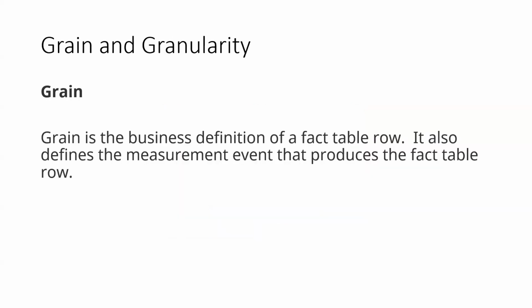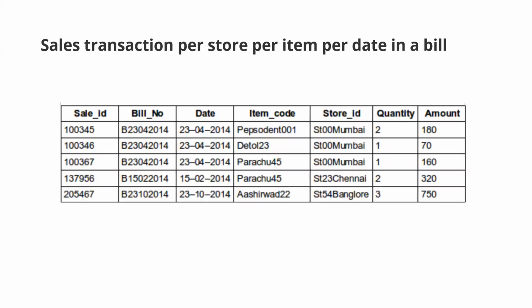Okay, so here are some aspects on top of the fact table. This is a very important concept called grain and granularity in a fact table. So what is grain? Grain is the business definition of a fact table's record. Let me just show you with an example. Okay, so here is a fact table. It's billing related information, so we are storing it over here.